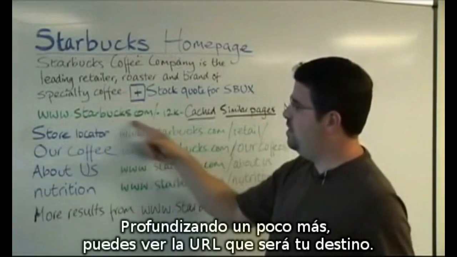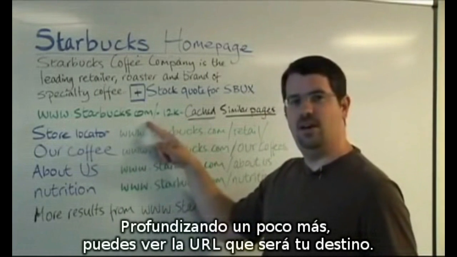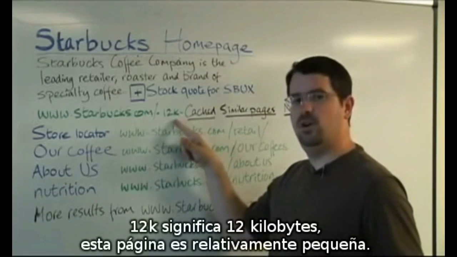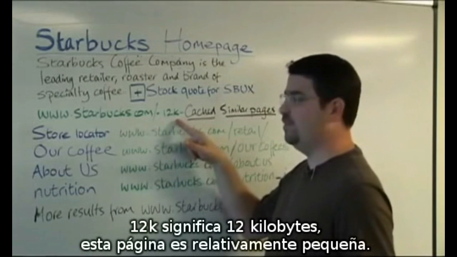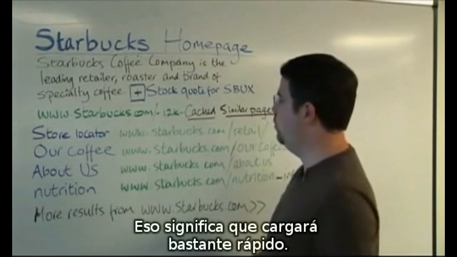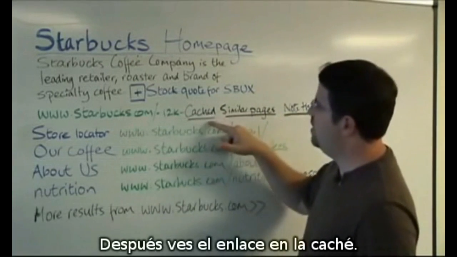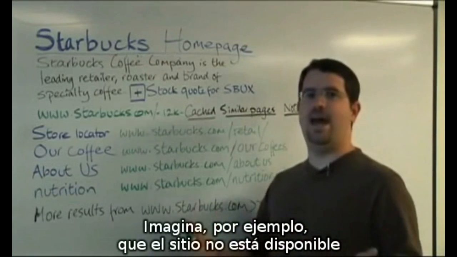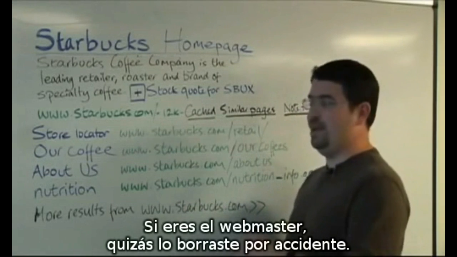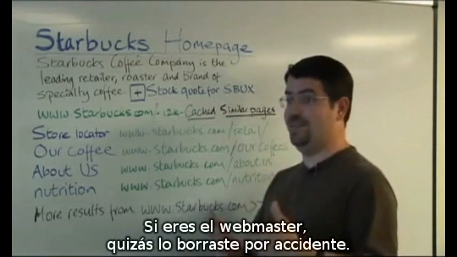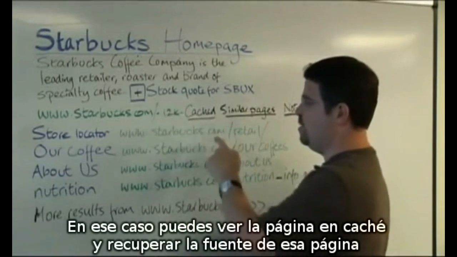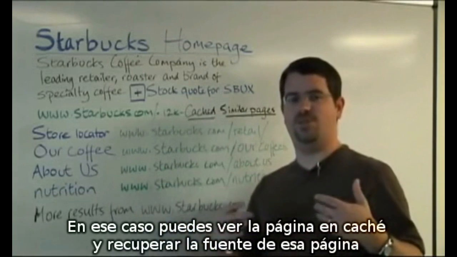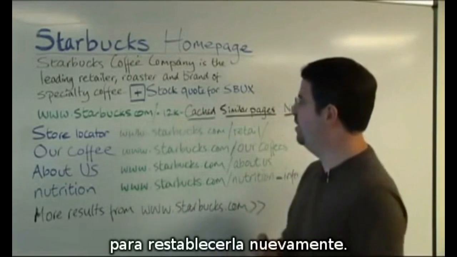Working down a little bit, you can see the URL that you're actually going to land on. 12K stands for 12 kilobytes, which is a relatively small page. That means it'll load pretty quickly. And then you see the cached link. So imagine, for example, that the site is down. Maybe, if you're the webmaster of a site, you accidentally deleted it. Well, then you could look at the cache page and recover the source of that page so that you could put it back up again.